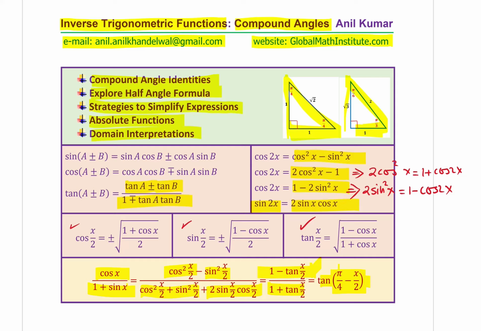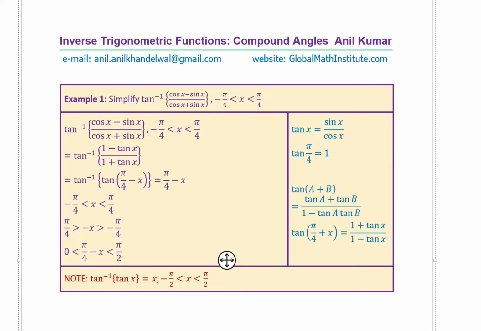Okay, so now let's begin with our example 1. In example 1, we have to simplify tan inverse of (cos x minus sin x) divided by (cos x plus sin x). We'll be working in the domain x within minus pi by 4 to plus pi by 4. You can divide by cos x on both sides, getting (1 minus tan x) over (1 plus tan x). And this expression is tan of (pi by 4 minus x).